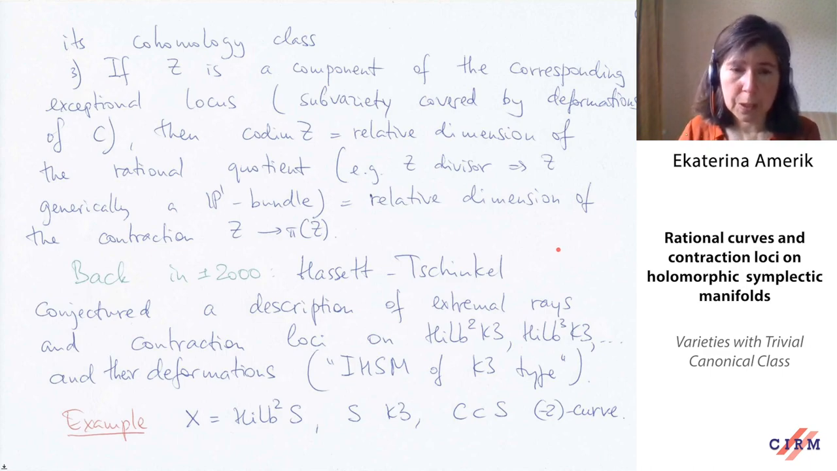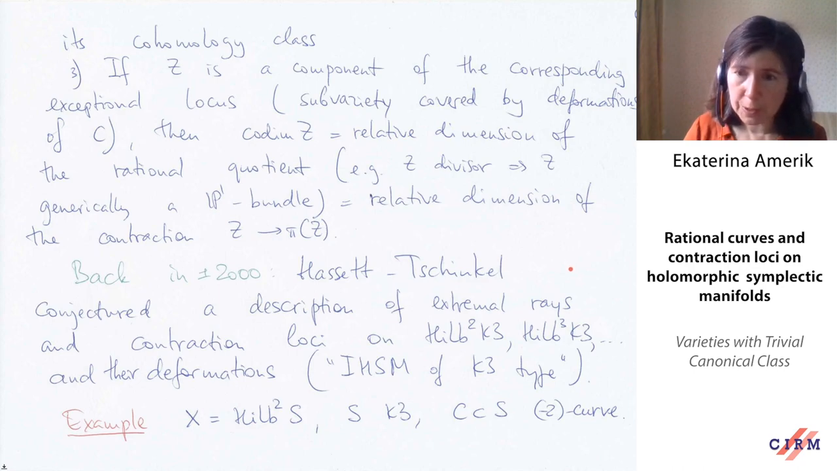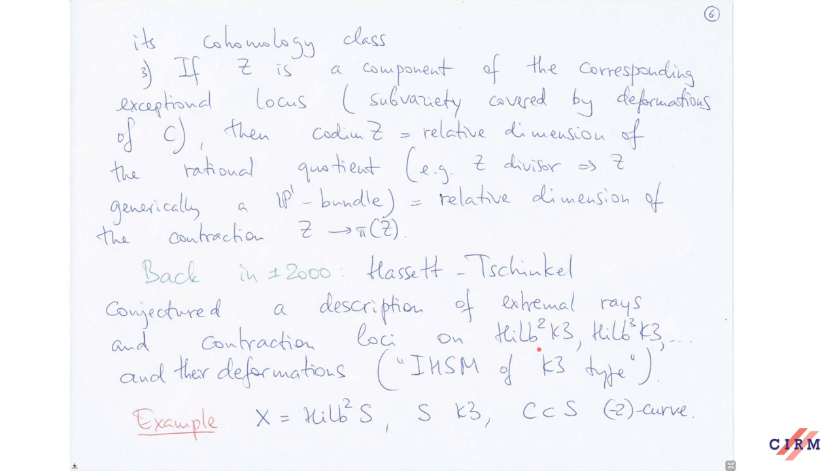How about a more concrete shape of those exceptional loci in the examples? Back around the year 2000, Hassett and Tschinkel conjectured a precise description of the extremal rays and corresponding contraction loci on Hilbert schemes of K3 surfaces. First on, let's say, low-dimensional Hilbert schemes, Hilb2, Hilb3, and so on, and there are deformations, which are called irreducible holomorphic symplectic manifolds of K3 type, so deformations of Hilb n of K3.